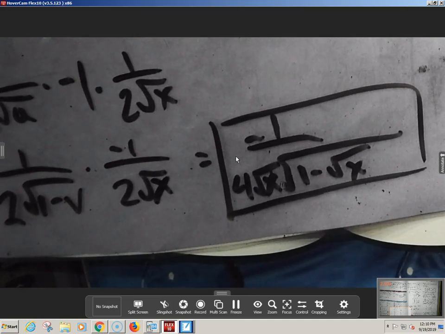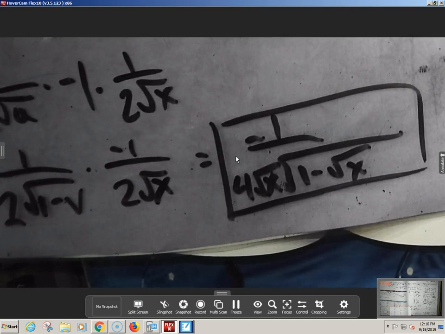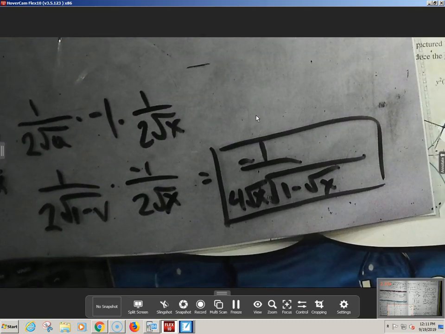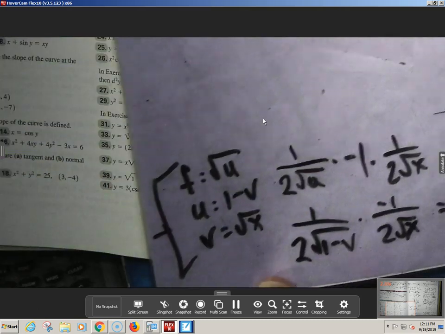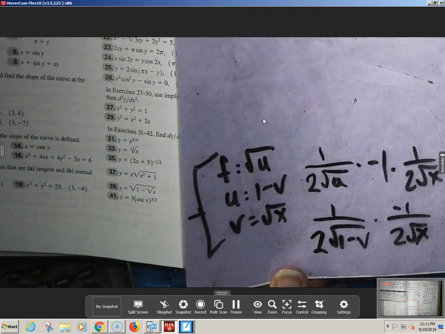But I have a question for you guys. Was there another form in the back of the book? That had x's and y's, or did it just have that one? Did it have x's and y's? For number 39? No. It looked like this? Yeah. Okay.